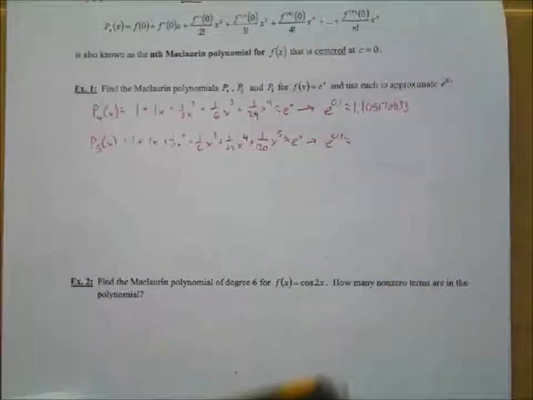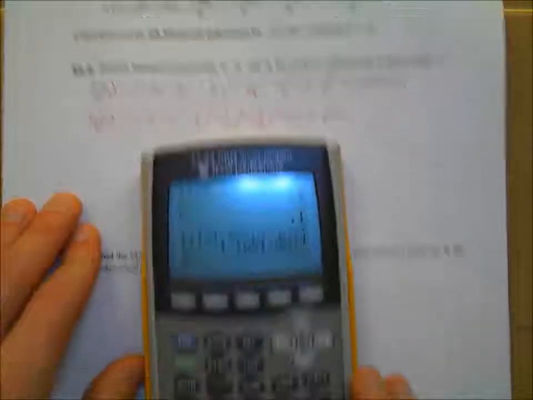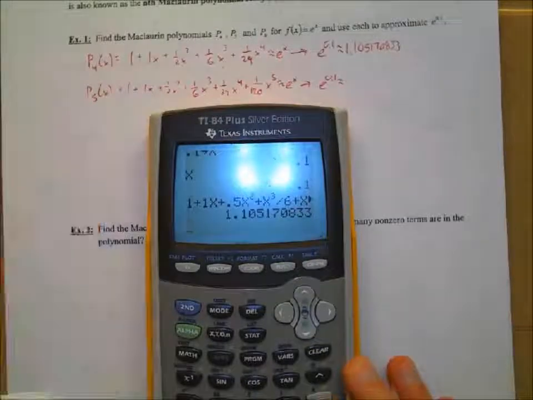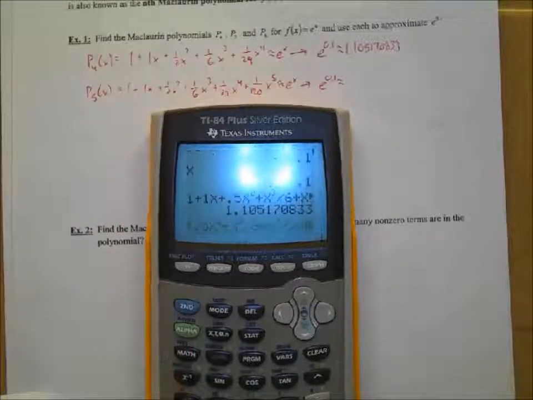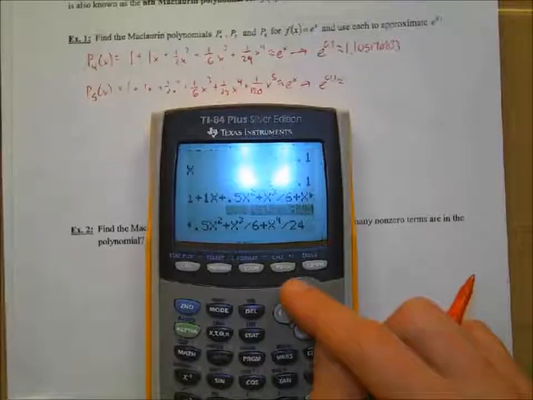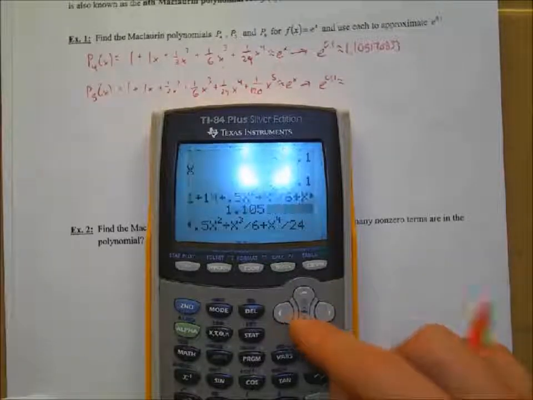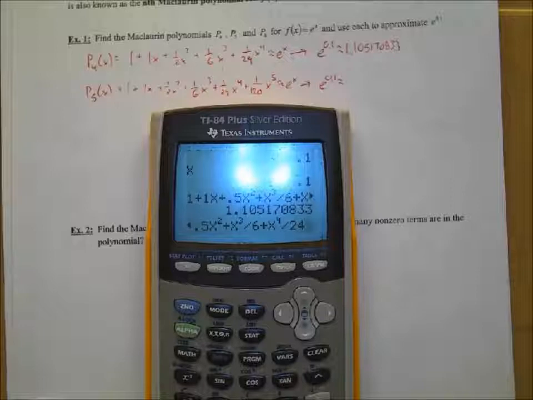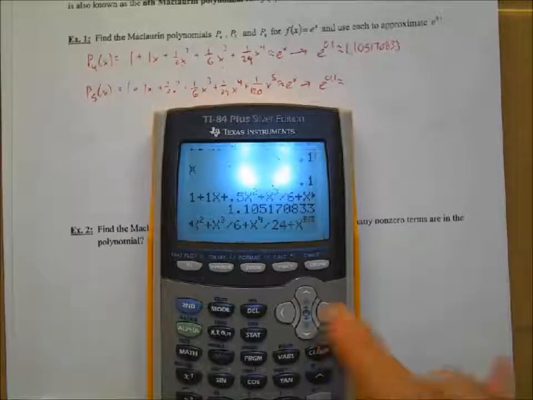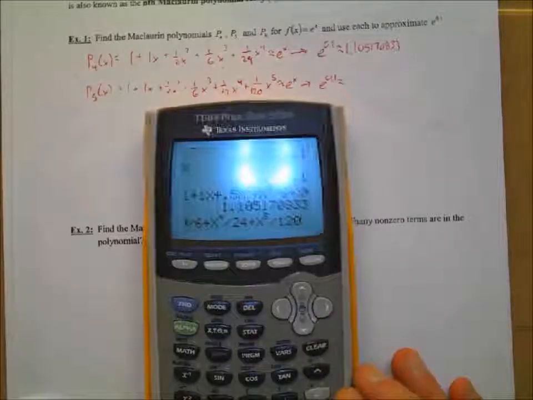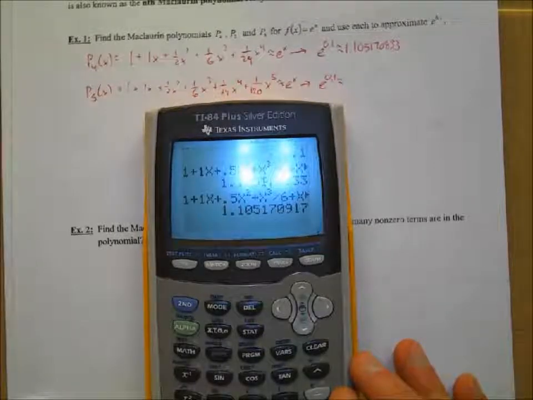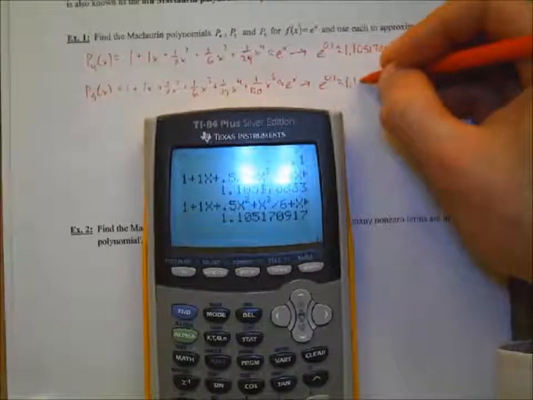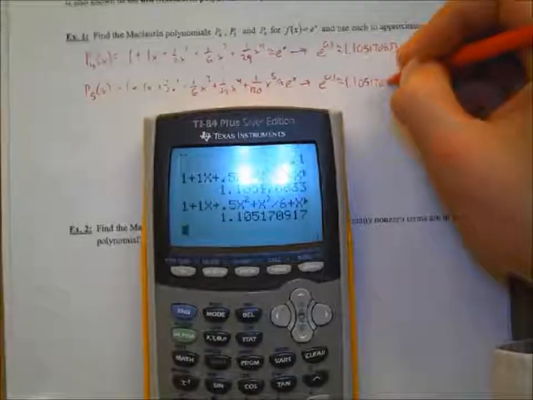Okay, and so also, again, a helpful thing in your calculator, we don't have to retype that whole thing over and over again. Just hit second enter, or if you have a TI-84, you can go up and highlight the thing you typed in, hit enter, and it'll recopy it down here. And now I just need to add on the part at the end there, x to the 5th over 120. Right, like so. Okay, and then we get approximately 1.105170917.